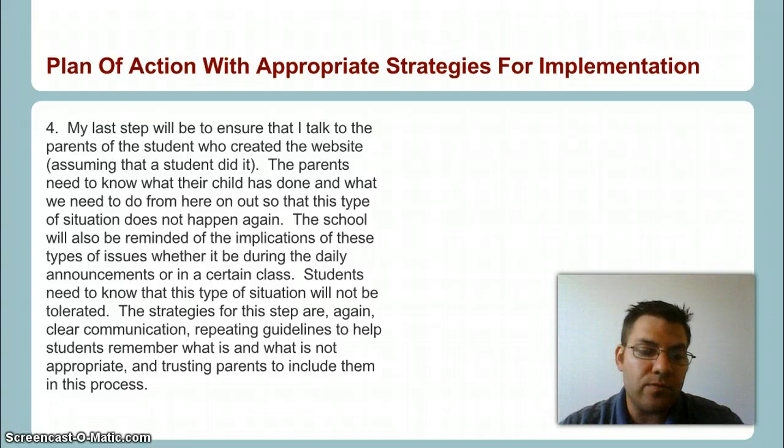The strategies for this step are, again, clear communication, which I think is the basis for this whole situation, repeating guidelines to help students remember what is and what is not appropriate, and trusting parents to include them in this process.